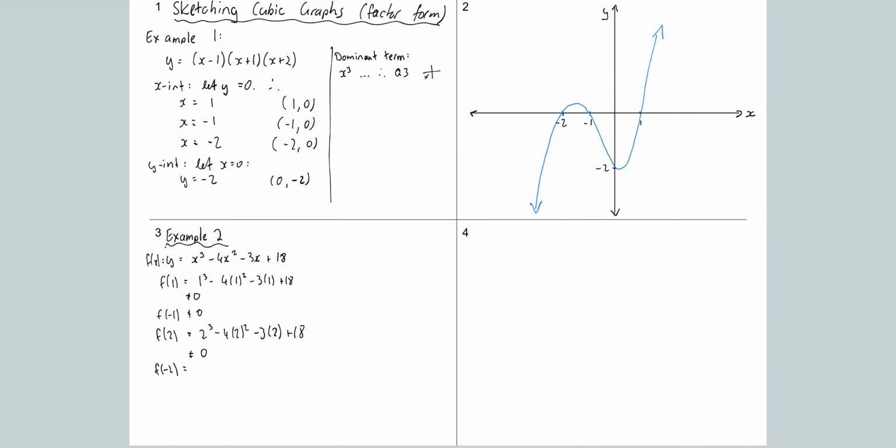Let's try f of minus 2, and I get minus 2 cubed minus 4 times minus 2 squared minus 3 times minus 2 plus 18, and hope this will work. Minus 2 cubed is negative 8. Minus 2 squared is 4. 4 times 4 is 16. So I've got minus 8 minus 16 is minus 24. And, oh, thank goodness, minus 3 times minus 2 is positive 6. So I've got minus 24 plus 6 is minus 18 plus 18 is equal to 0. Phew. Okay, so therefore, remember to change the sign. x plus 2 is a factor.